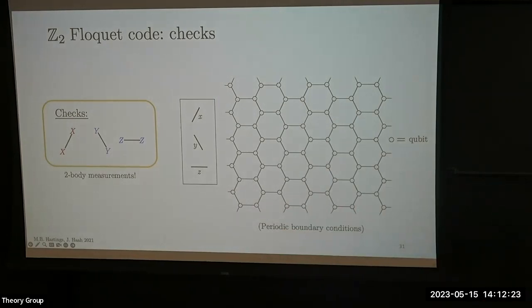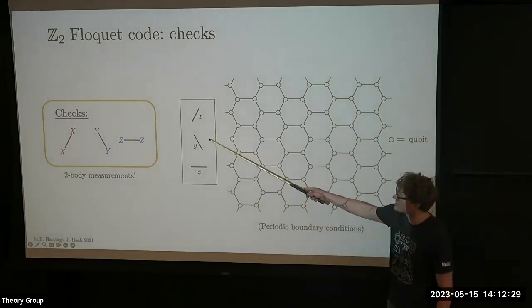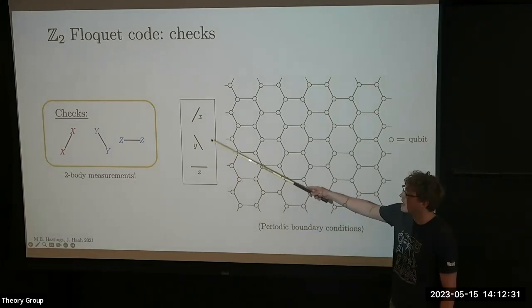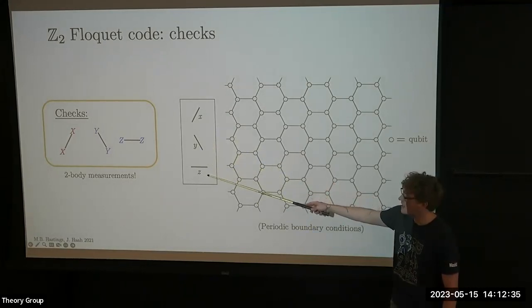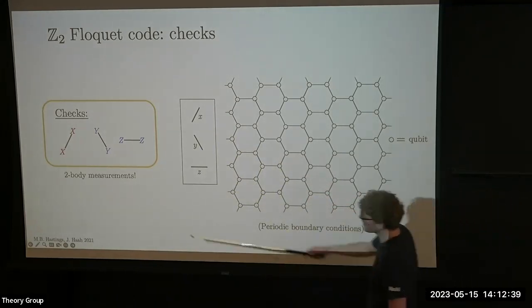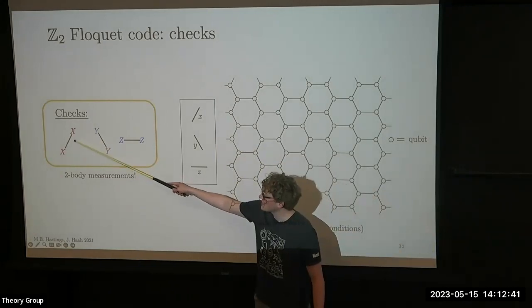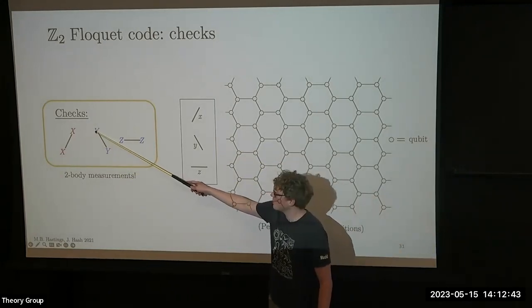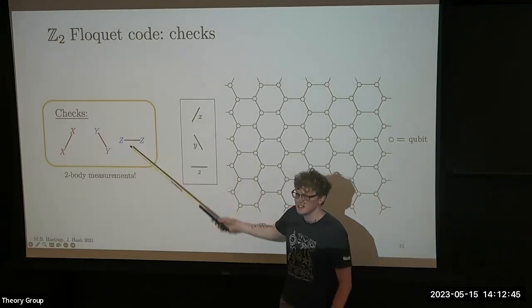Yeah, so first thing I need to specify are the checks. In order to specify the checks, I'll label the edges of this hexagonal lattice as X, Y, and Z edges. X edges have positive slope, Y edges have negative slope, and the Z edges have zero slope. The corresponding checks are a product of two Pauli X operators on an X edge, YY on a Y edge, and ZZ on a Z edge.